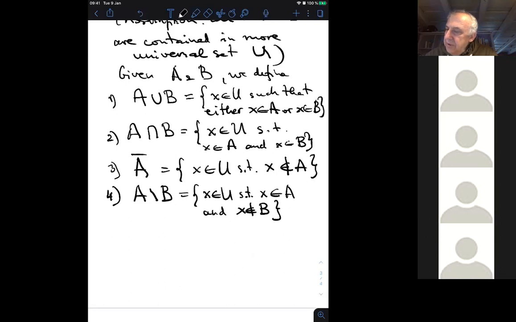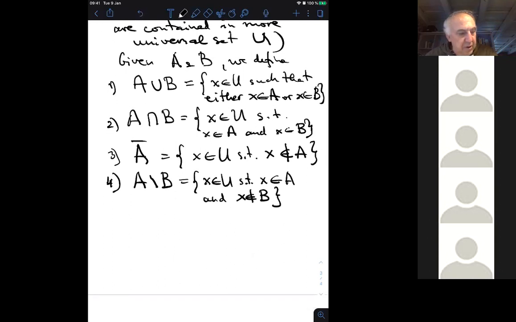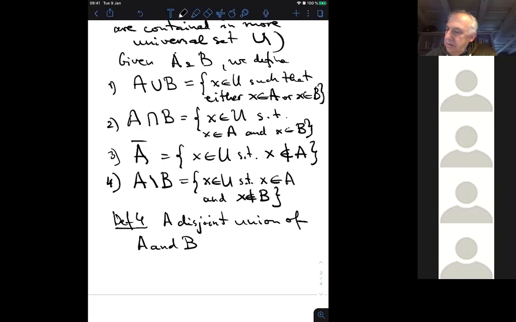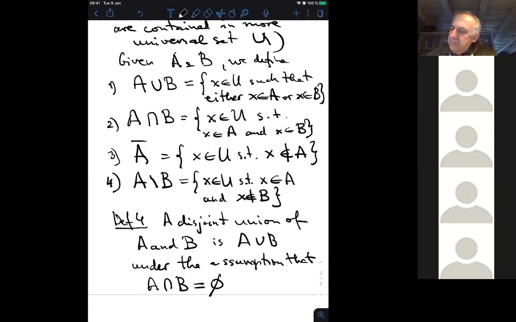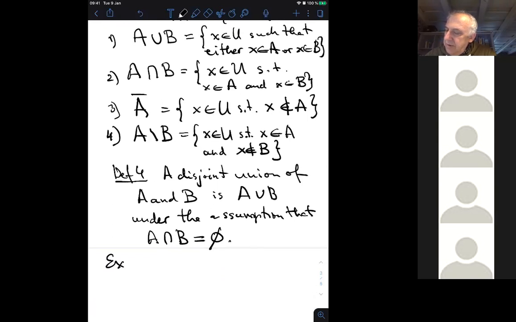Yeah. So in connection with this, we can say that I think it's definition 4: a disjoint union of A and B is A union with B under the assumption that A intersected with B is an empty set. Okay, what is a good example for that?